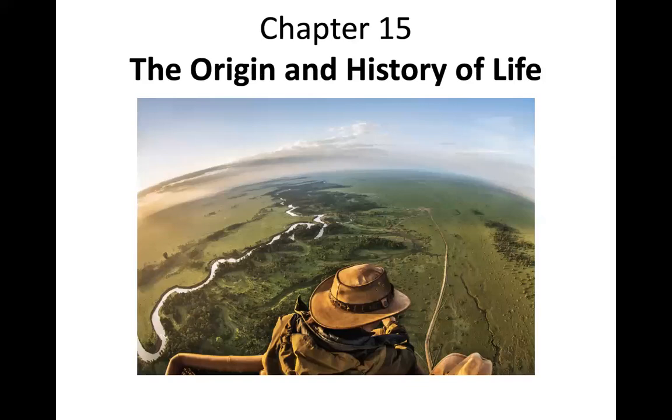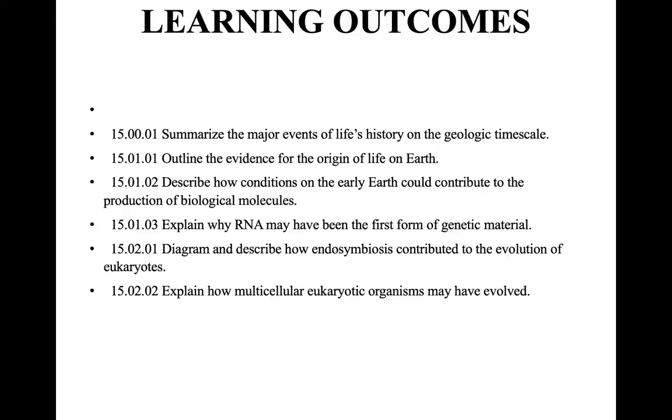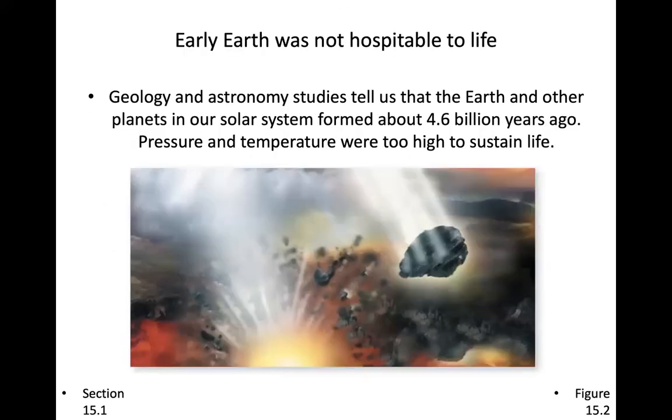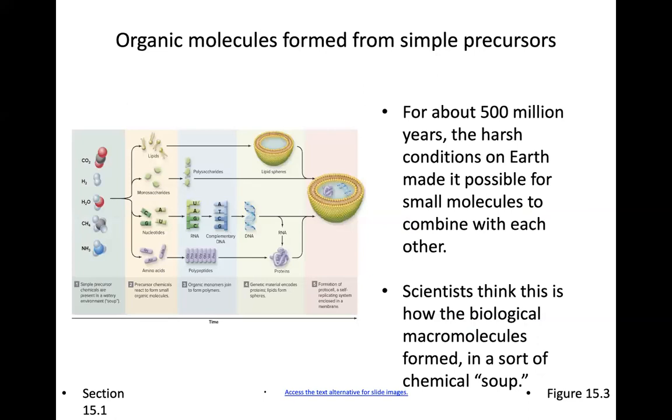Okay, so now we've talked about species. Let's talk about the origin and history of life. Early Earth was not a hospitable place for life. Geology and astronomy studies tell us that the Earth and other planets in our solar system formed about 4.6 billion years ago. Pressure and temperature were too high on the planet at the time to sustain life. For about 500 million years, the harsh conditions on Earth made it possible for small molecules to combine with each other. And scientists think this is how the biological macromolecules formed in this big, huge chemical soup.